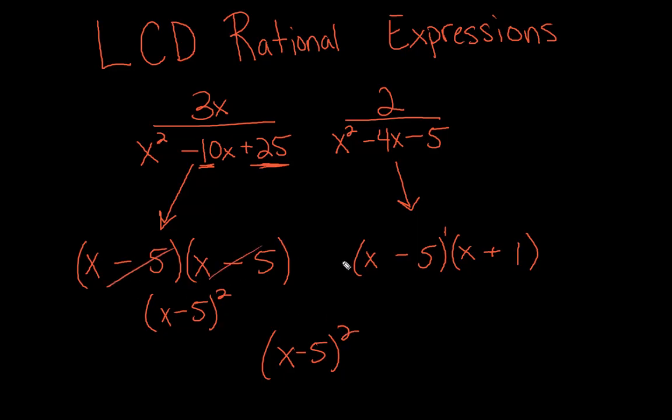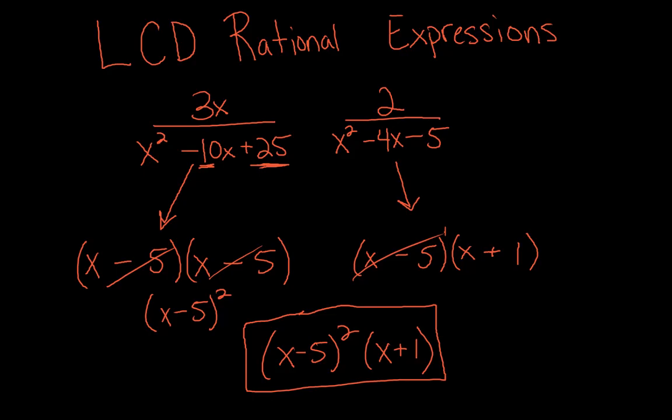Okay, so that means we are good here, and we took care of that. Then the final factor is this x plus 1. So after factoring the denominators and multiplying the different factors together, here is our least common denominator for these two rational expressions.